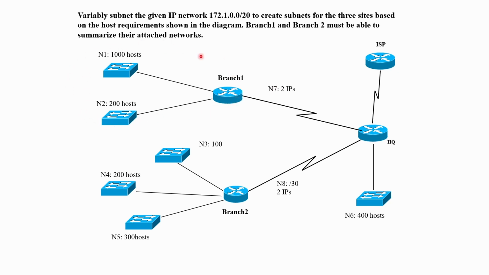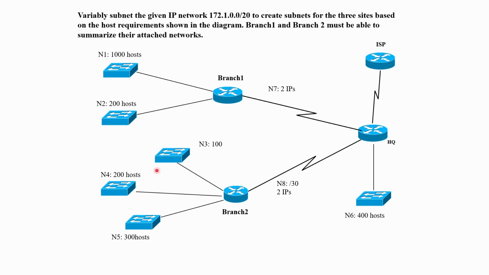So do the subnetting for branch 1 first, because this is the largest site. Finish site 1, branch 1. We must summarize. And then we will know what IP address range has been used by branch 1. We will use the next available IP range for branch 2 subnetting.